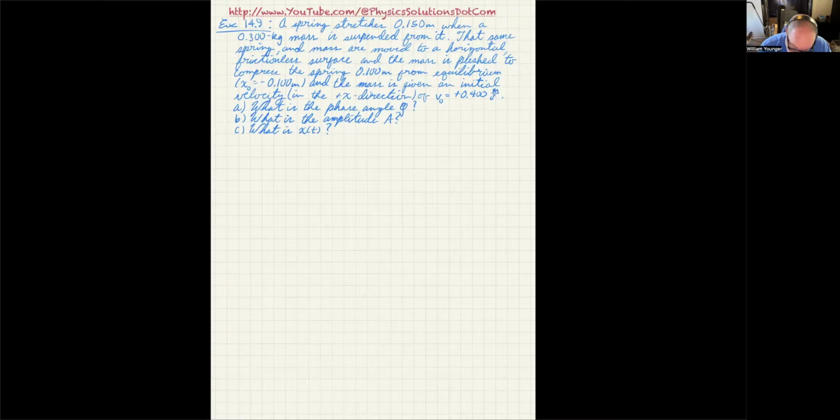0.100 meters from equilibrium. In other words, x0 is equal to negative 0.100 meters, and the mass is given an initial velocity in the positive x direction of v0 equals positive 0.400 meters per second. What is A, the phase angle, B, the amplitude, and C, x of t, the x as a function of time?